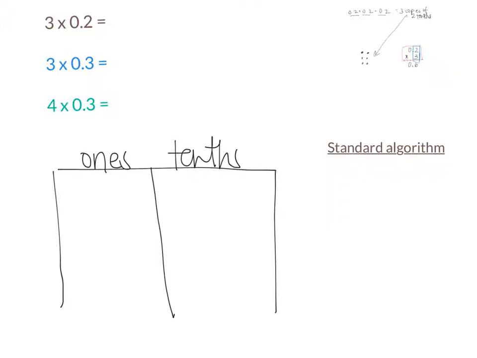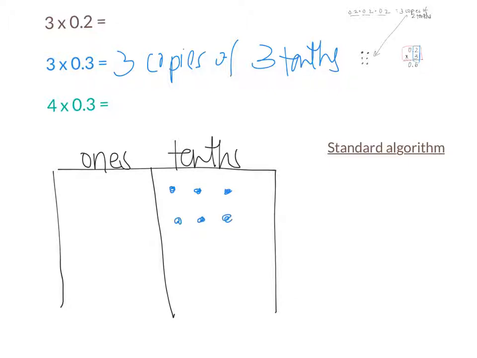Okay. Now, for 3 times 0.3, are we making copies of something? Yes. We're making 3 copies of what this time? 3 copies of 3 tenths. So write that down. And I can show that by, again, making this time 3 tenths, and that's 1 copy. Here's 2 copies of those 3 tenths, and here's 3 copies of those 3 tenths.